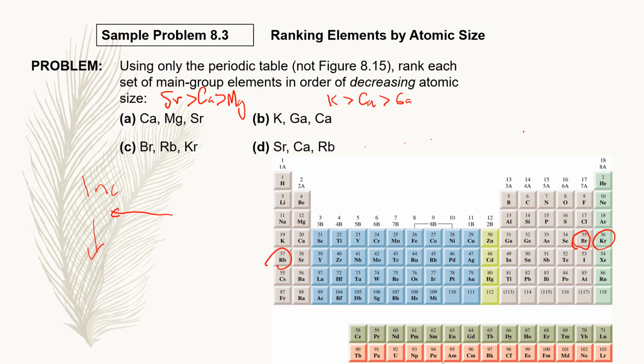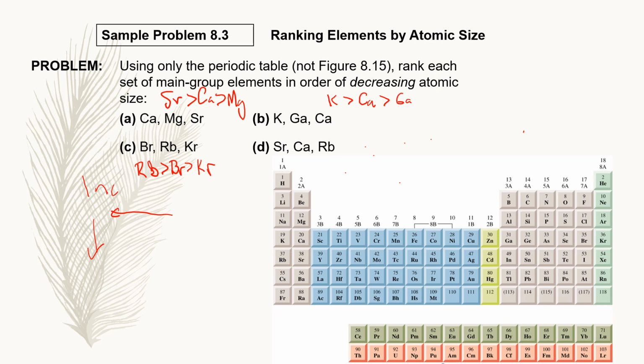With rubidium being in the 5th energy level, it now has 36 core electrons and only one valence electron. So having that extra energy level is going to provide extra shielding and a larger distance from the nucleus, so rubidium would be my largest. And now bromine, because it has that one less electron, will be the second largest, and then krypton will be my smallest. So we have that for C.